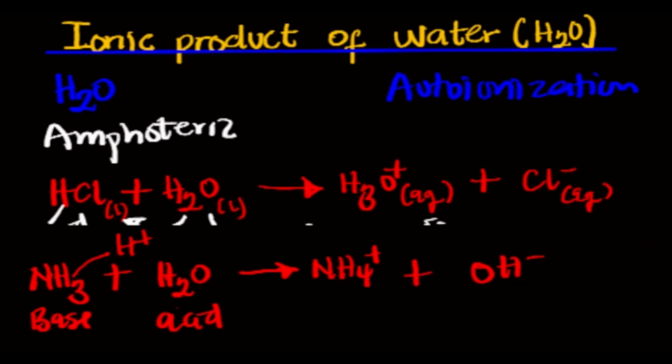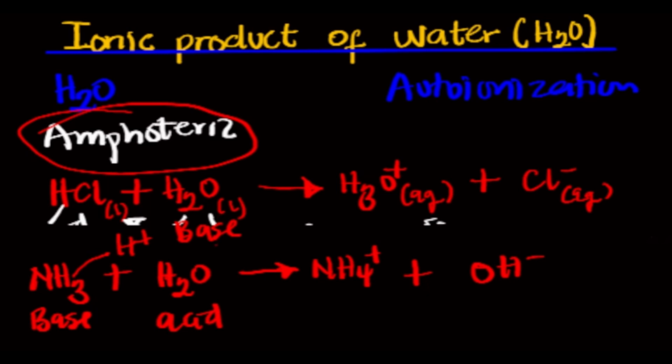In that scenario, that shows that water is behaving as an acid, while in the earlier case, water is behaving as a base, right? So due to the ability of water to behave as both an acid and a base, that is actually the reason why water is amphoteric in nature. It has two properties. It has the property of an acid, and at the same time, it has the property of a base.